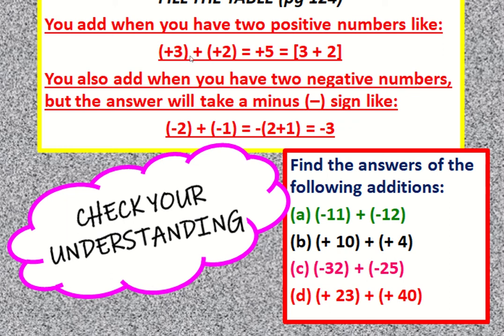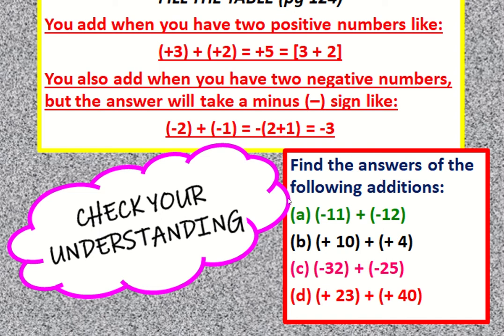Whenever you have addition of like integers, you just add the numbers. As plus 3 plus 2, the answer would be plus 5. As minus 2 and minus 1, you add these two numbers, so the answer would be 3 but with a negative sign. When you add two negative numbers, the answer will take the minus sign. In this case, minus 2 and minus 1, the answer would be negative.